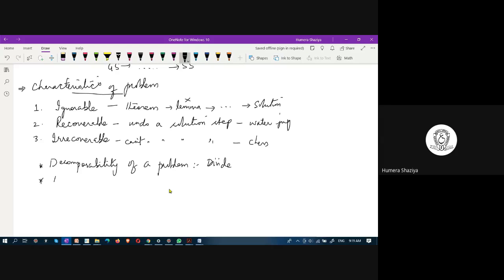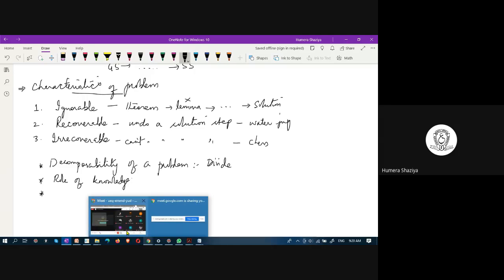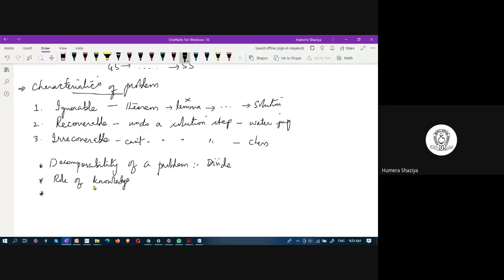Role of knowledge. What is the role of knowledge in solving a problem? Understanding the problem's query, the user need. Yes, it is. If you don't understand what your problem is, what the rules are, and how you are trying to find a solution without the knowledge of rules and facts and that entire problem, it cannot be solved. Therefore, knowledge plays a vital role in the solution of a problem.